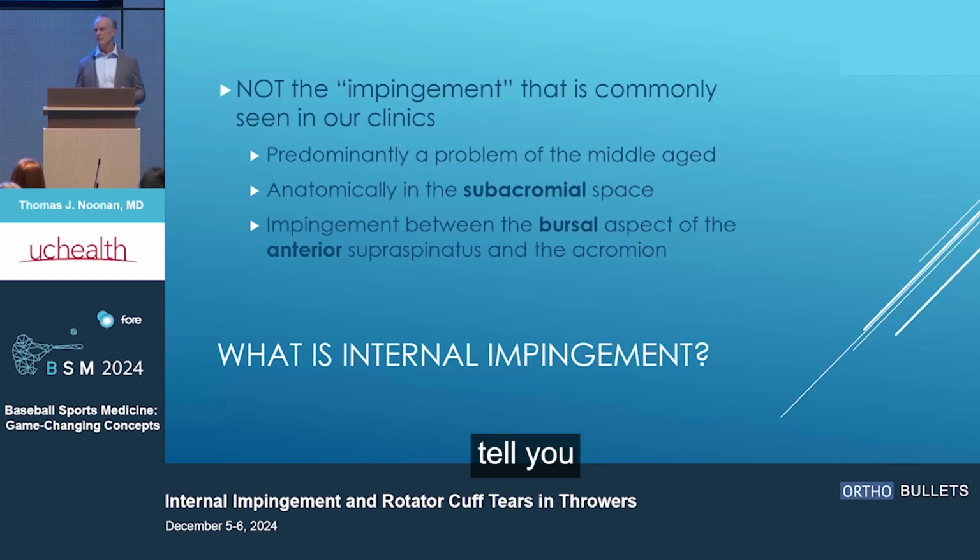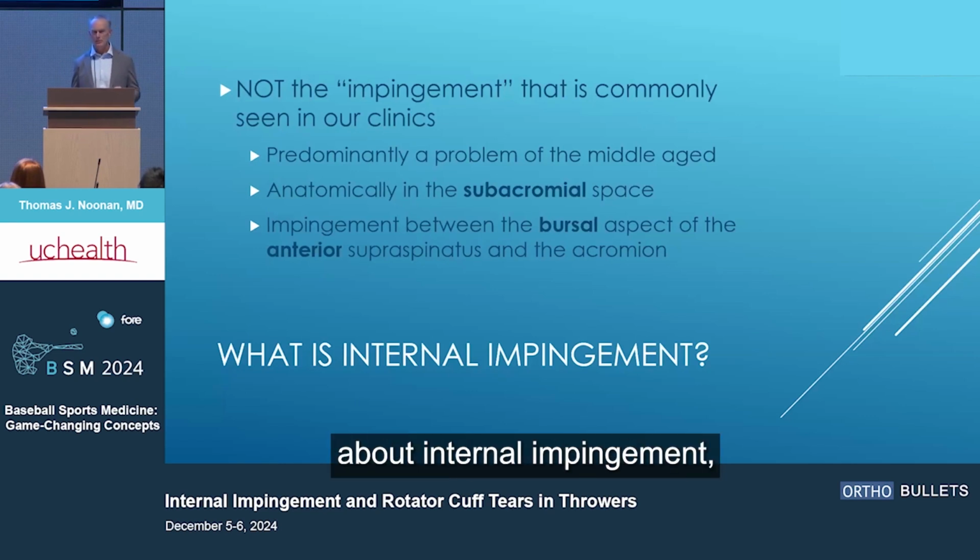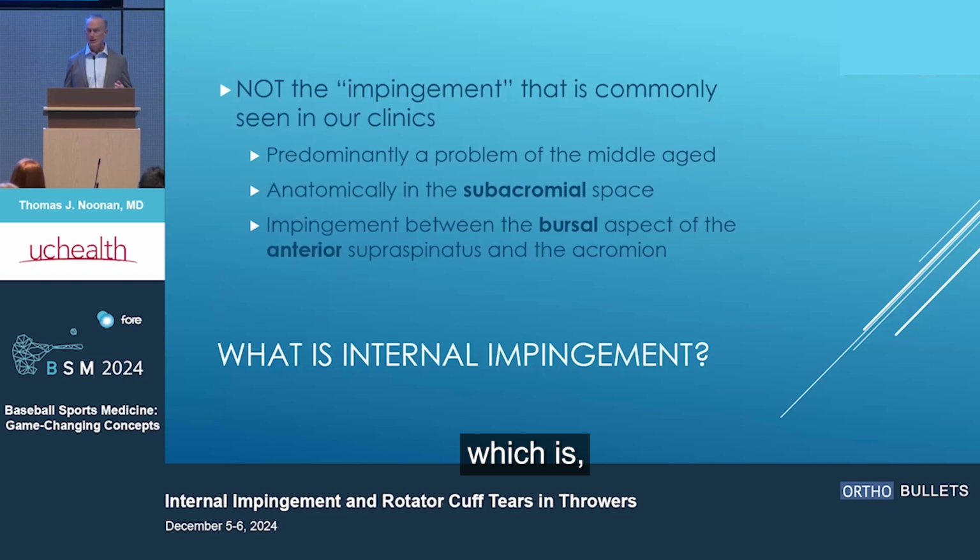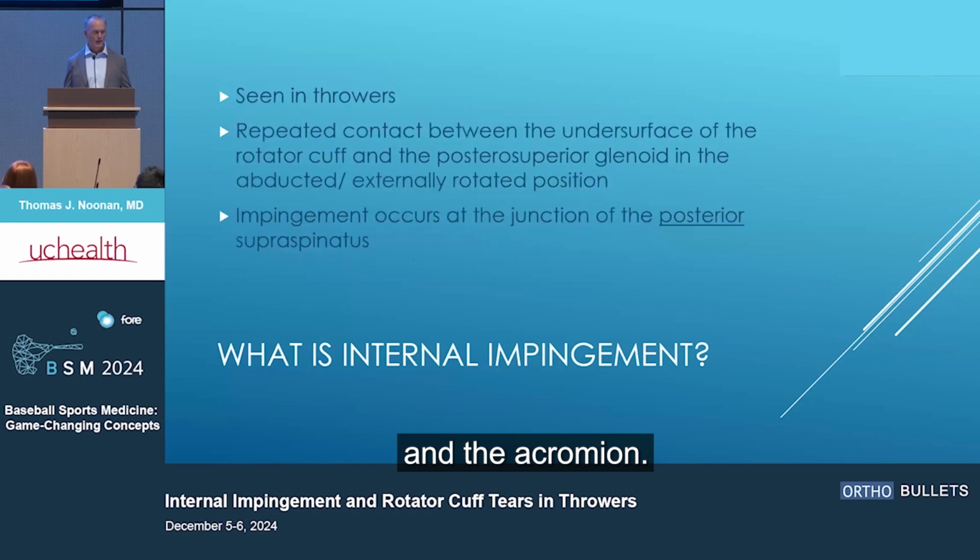Okay, first I want to tell you that when we're talking about internal impingement, we're not talking about the usual impingement we're seeing in the office, which is subacromial impingement. You're going to see that predominantly in middle-aged people, in the subacromial space, and we're talking about, in that case, impingement between the bursal aspect of the anterior supraspinatus and the acromion.